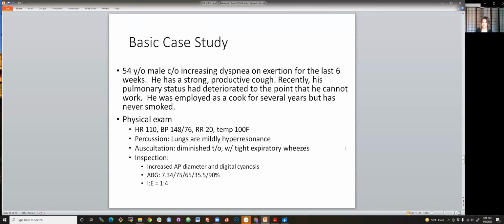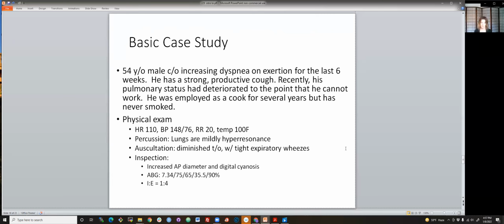Upon percussion, his lungs are mildly hyperresonant, so that tells you there's probably some air trapping. Upon auscultation, his breath sounds are diminished throughout with tight expiratory wheezes. So that tells you that he has a flow problem. That wheezing represents a decrease in the conducting airway radius. So is this from bronchospasm? Is it from inflammation? Is there an obstruction like mucus or something else that's causing this? And the diminished breath sounds pretty much go hand in hand with emphysema. Not always, but for the most part.